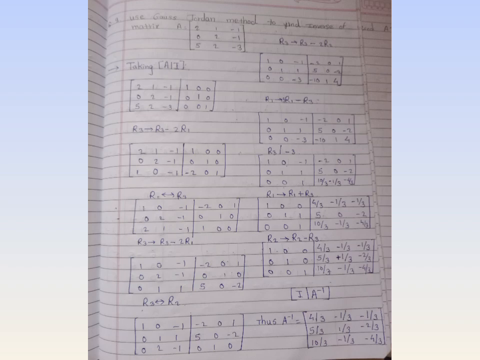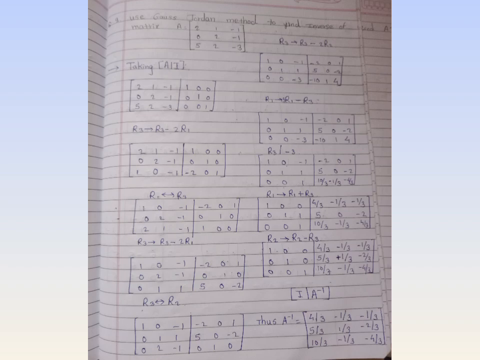Then make second column element 0 without A22. For making A22 equal to 1, R3 interchanges with R2. Then make second column element 0. R3 such that R3 minus 2 R1. Using this operation, second column element becomes 0 without A22. For making identity matrix, A33 is equal to 1, operation is R3 such that R3 divided by minus 3.